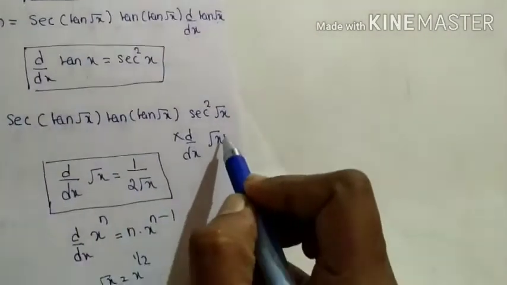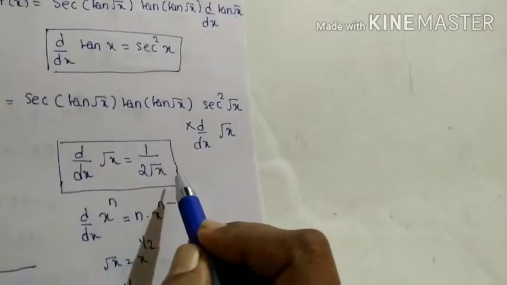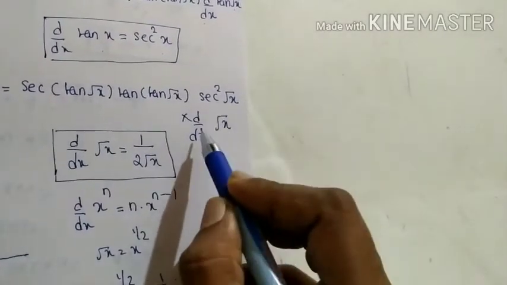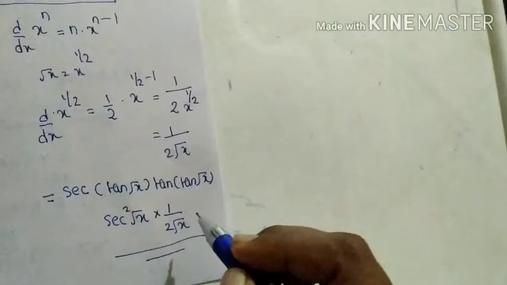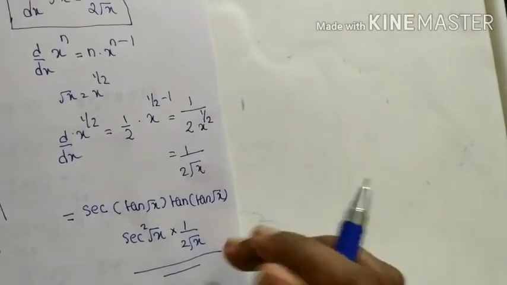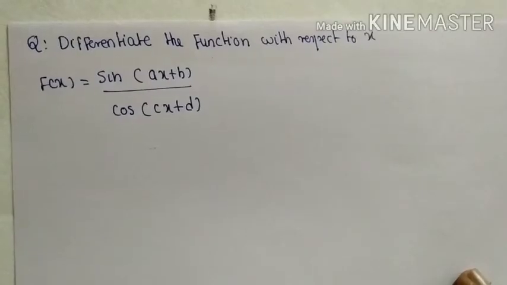Okay, and the last one is we need to find the derivative of root x. This is our third function. So we need to write the derivative of root x. This is our next question.